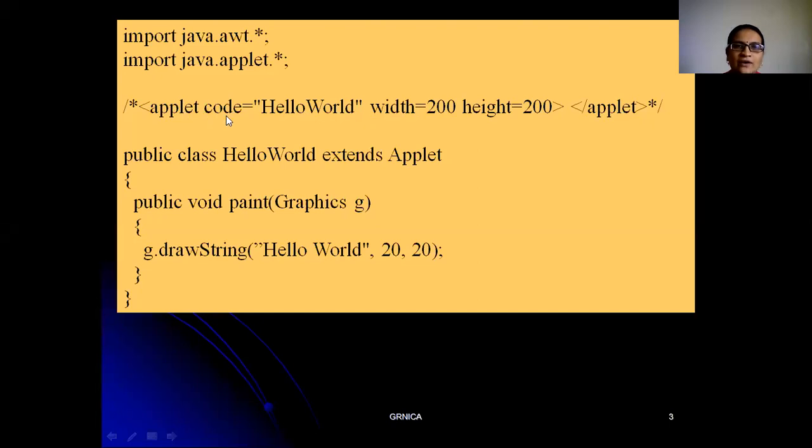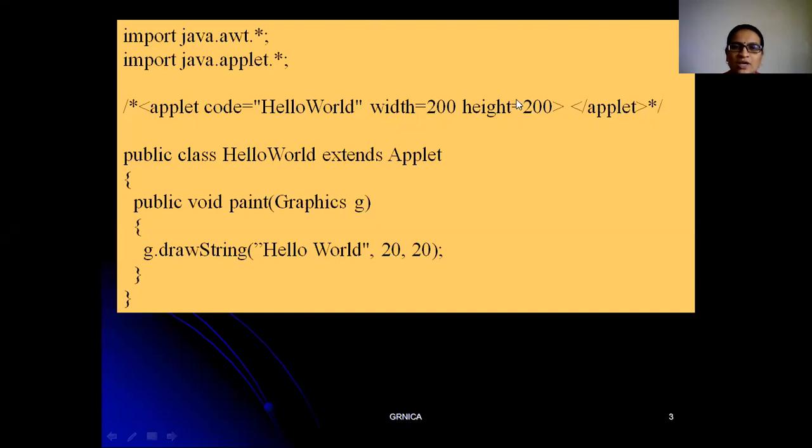Within that, we have a code attribute. Code is attribute 1, width is another attribute, height is another attribute. There is no need of giving a comma to separate. If you want to separate each attribute, you just leave a space. So applet has 3 different attributes: code, width, and height.